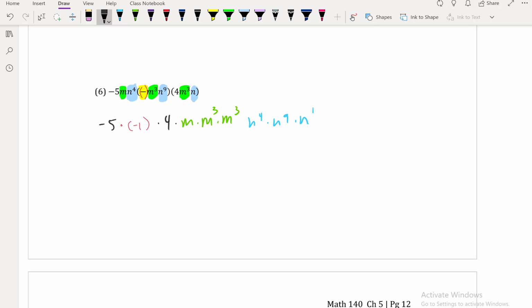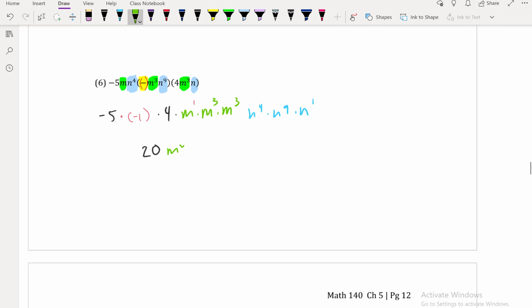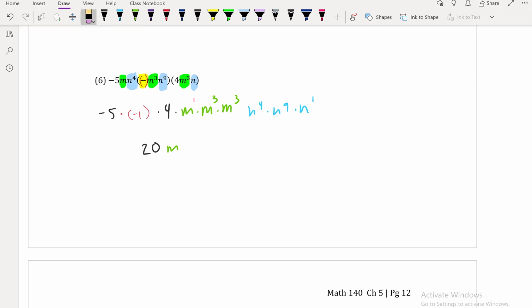So if I multiply my coefficients together, I have a negative 5 times a negative 1 times a 4, which is going to give me a positive 20. If I'm counting all the exponents on the m, and remember that first m doesn't show a 1, so you put a 1 as a default, so 1 plus 3 plus 3 is going to give me an m to the 7th power.